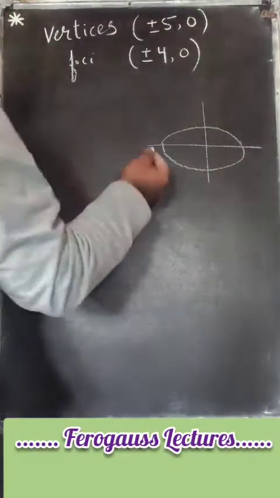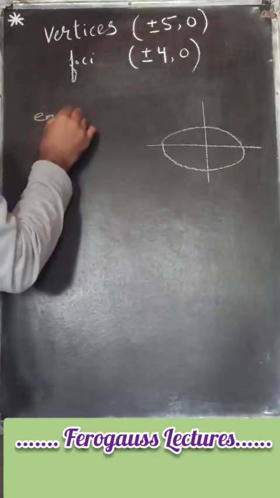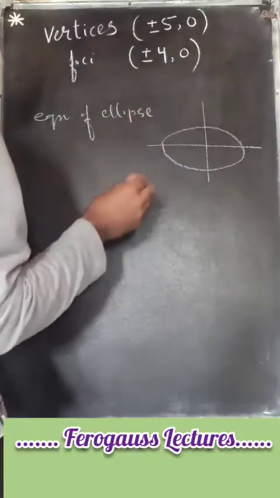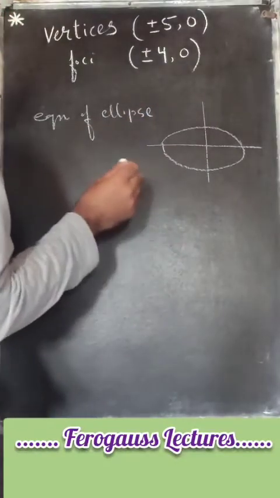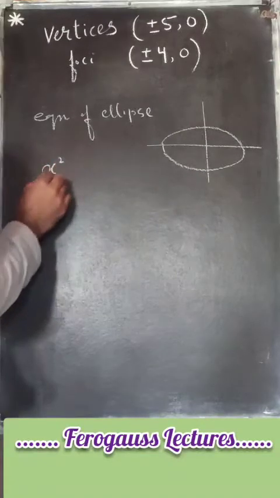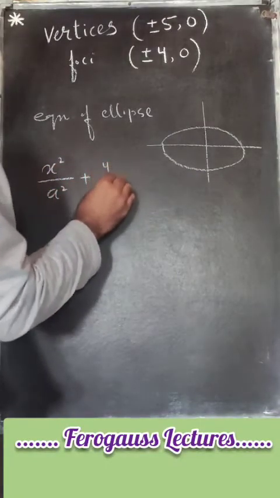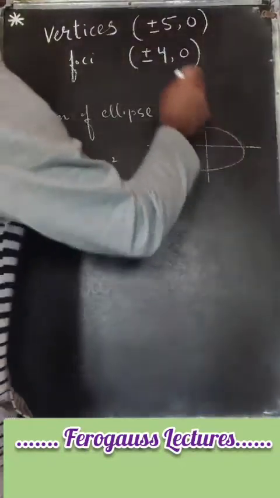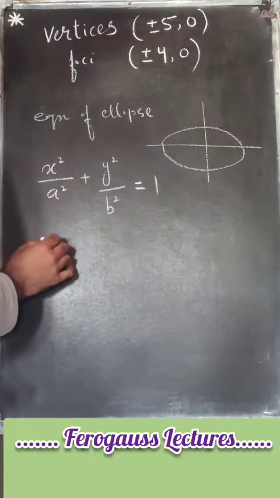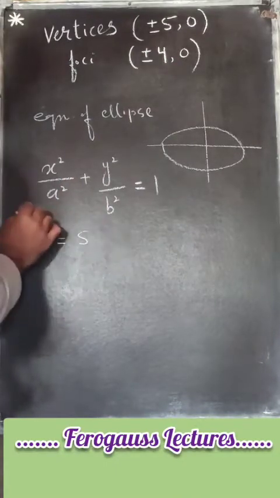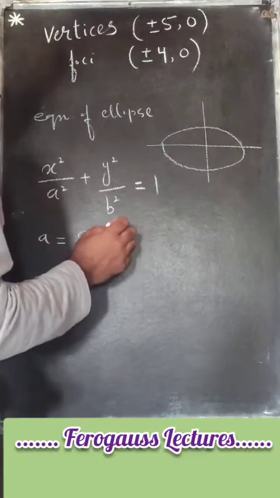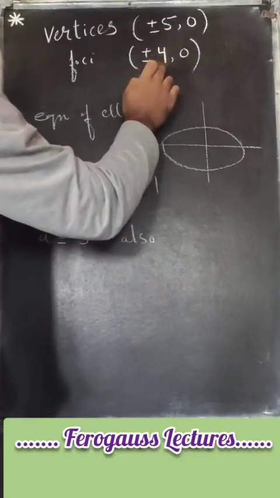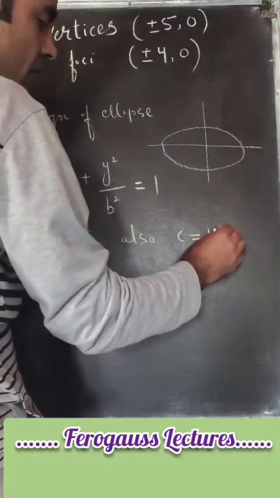Okay? Now we know that the equation of this ellipse with major axis along x-axis and minor axis along y-axis is x square divided by a square plus y square divided by b square equal to 1. And also we know that the coordinates of vertices are plus minus a, 0. So therefore, a is equal to 5. Also, now coordinates of foci are plus minus c, 0. So c is equal to 4.